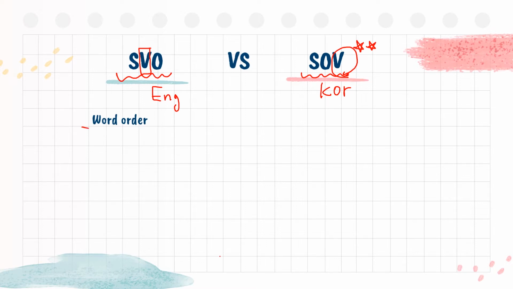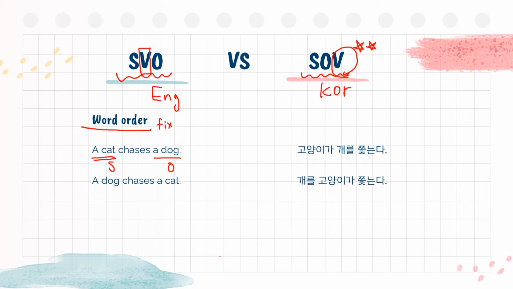English has relatively fixed word order, so the position of words indicates elements of sentences. A cat chases a dog. 고양이가 개를 쫓는다. According to the word order, we know that a cat is the subject and then the dog is the object. But if you change the word order like this one here, a dog chases a cat, then we have different subject and object. So the meaning of these two sentences is not the same.